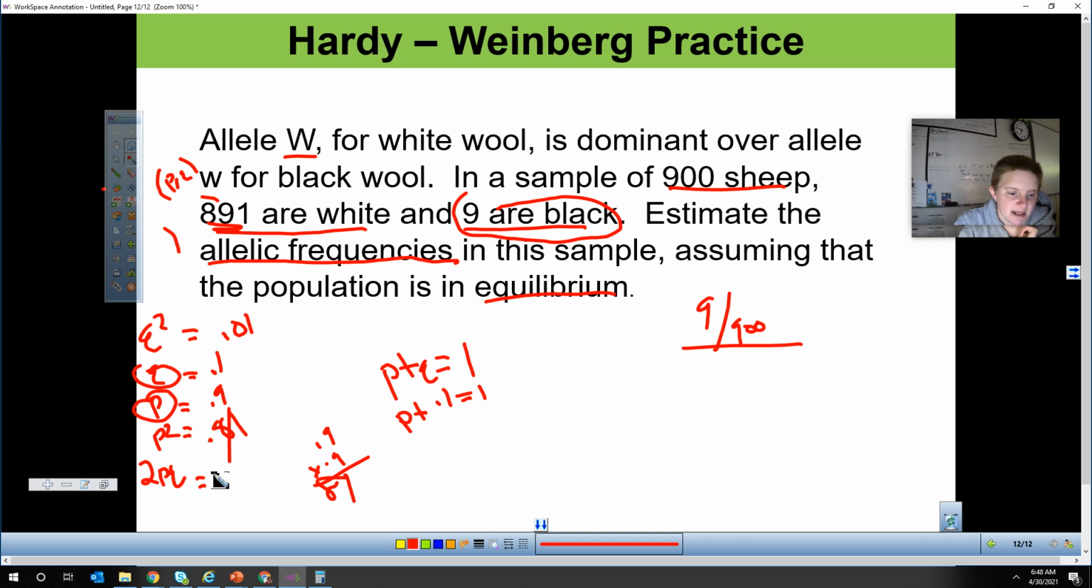And then 2 times P times Q is just going to be 0.9 times 0.1 times 2. So that's 0.09 times 2. So that should be 0.18. Yeah, so that's 0.18. Okay, and so that is that. Now let's answer the questions. So we want the allelic frequencies. Oh, well, we already did that. It's 0.1 and 0.9. See? So simple, so easy to solve.